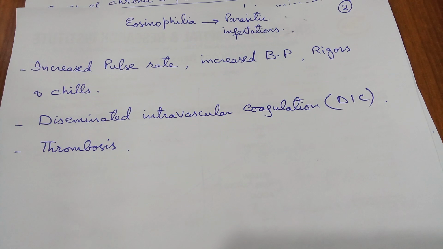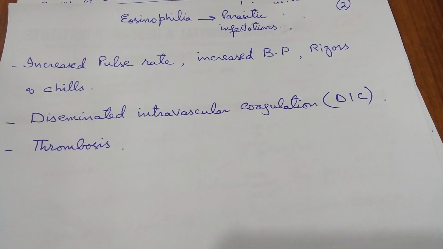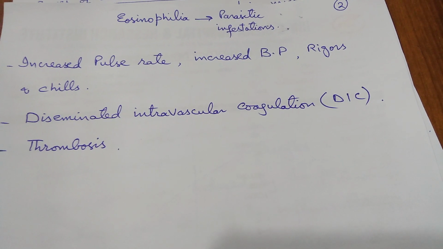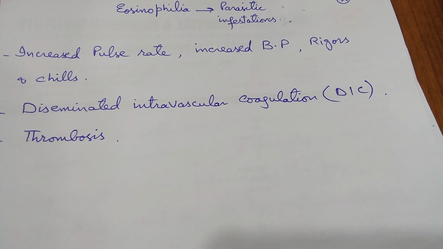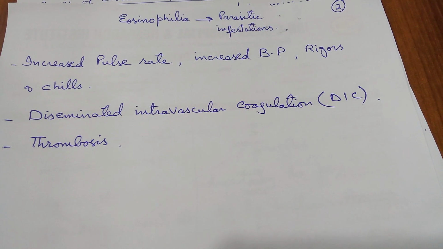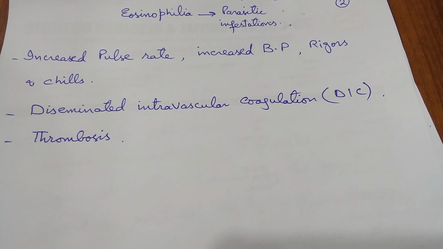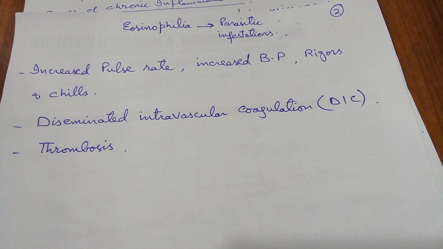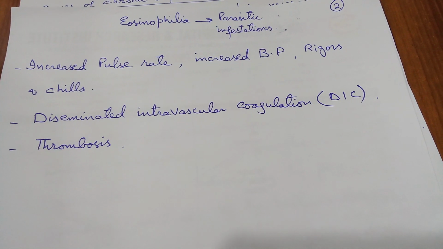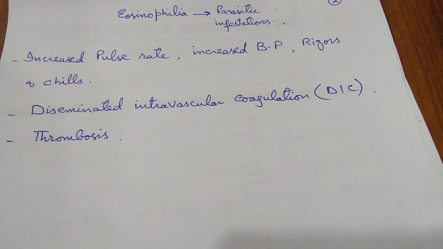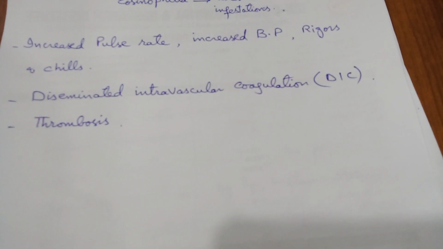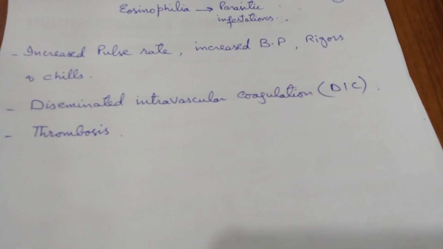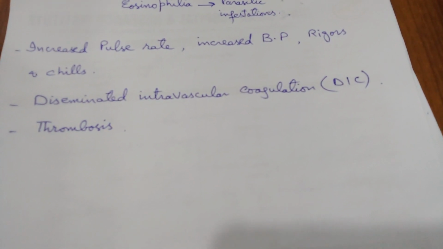Other systemic manifestations of inflammatory process are increased pulse rate, increased blood pressure, rigors and chills, feeling of cold associated with body shakes and chills, disseminated intravascular coagulation, which is also called DIC, and at the end we have thrombosis.